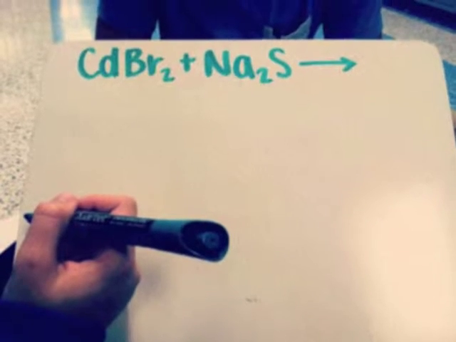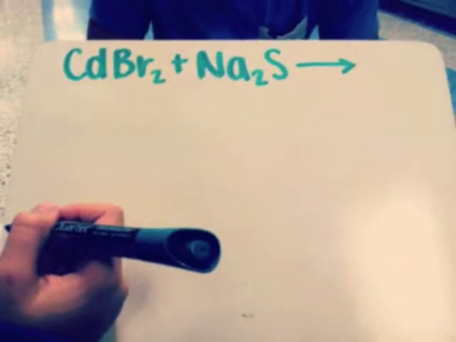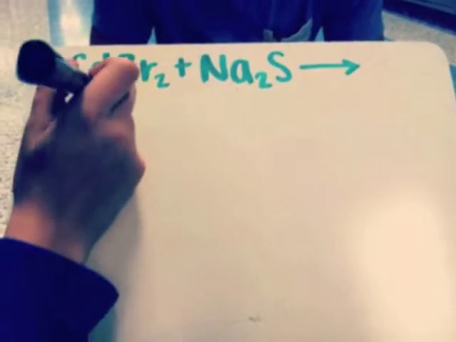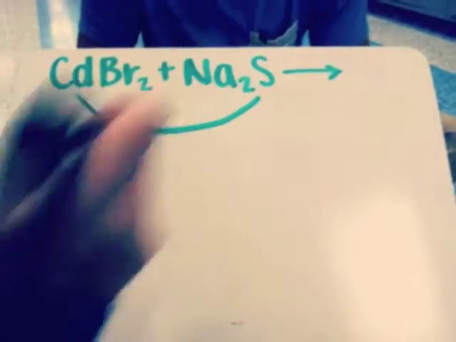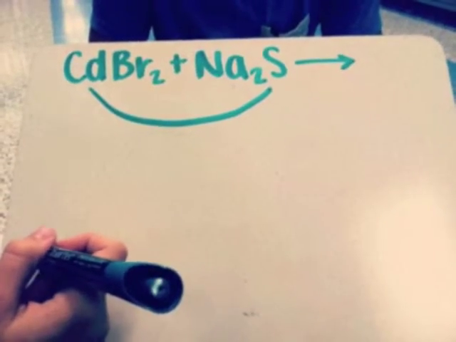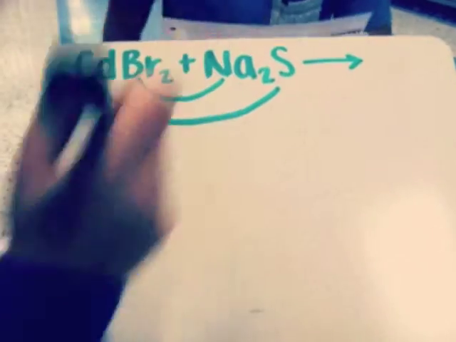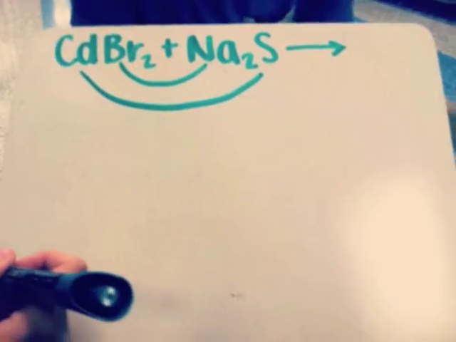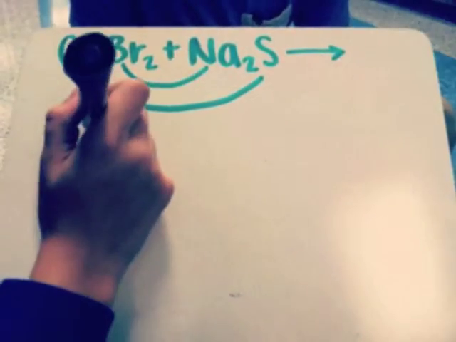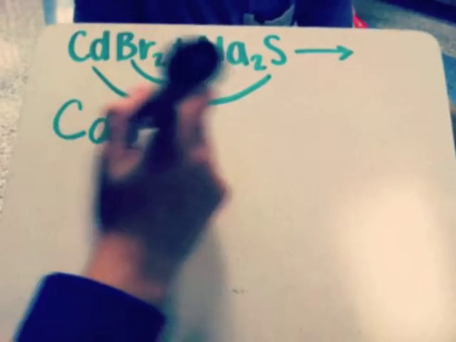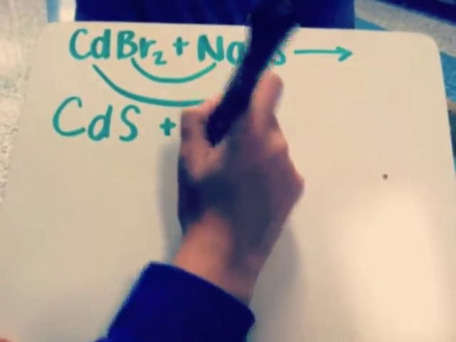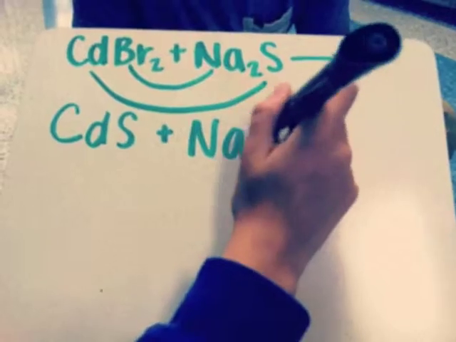In a double displacement reaction, the cations and the anions switch places. In this equation, cadmium and sulfur pair up, and sodium and bromine pair up. This results in the equation CdS plus NaBr. And then to balance this equation, you would just put a 2 in front of NaBr.